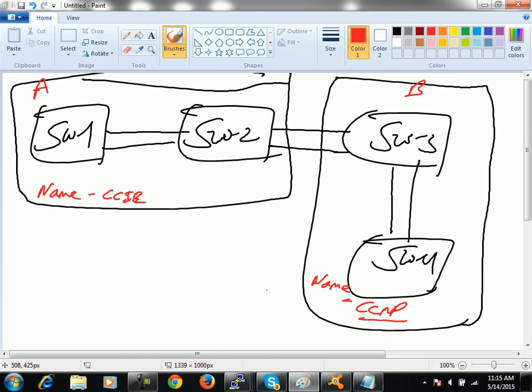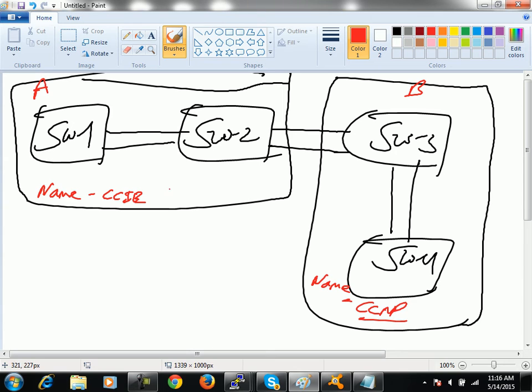Now in region A, of course, they will elect their own root bridge. It will be either switch 1 or switch 2. Then region B will also elect its root bridge, it will be either again switch 3 or switch 4. For all instances, instance 0, instance 1, instance 2, instance 3. Sorry, instance 4 is not available, instance 3 is there. And instance 3 is available in region B only, isn't it? Instance 3 is not available in region A. In region A, we are having only two instances, instance 1 and instance 2 only.